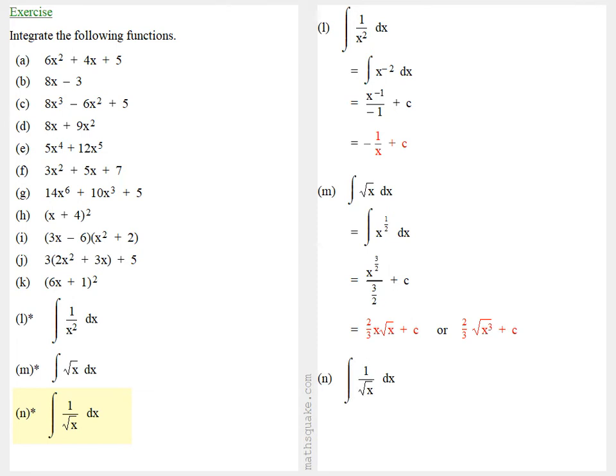In part N, we want the integral of 1 over the square root of x dx. Now, that can be written as x to the power minus a half. So when we integrate it, we add on 1 to the power, and that gives us x to the half, and we divide it by a half. Now that simplifies to 2x to the power a half, or 2 root x plus c.